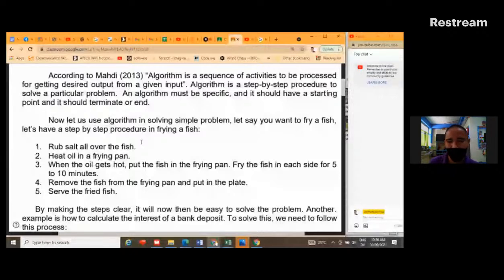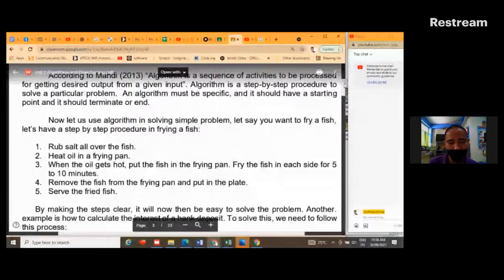You have to cut the other parts there. And yeah, you have to remove the intestines. And after that, let's assume the fish is already clean. So for the number one procedure, you rub salt all over the fish.